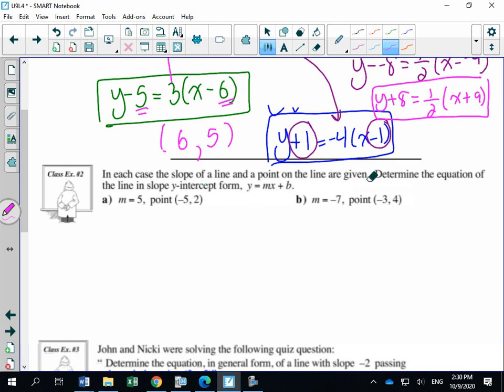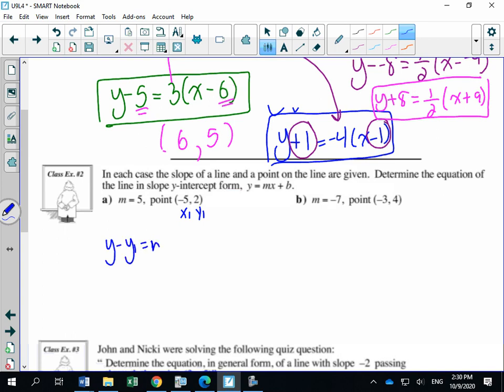Okay, in each case, the slope of the line and the point are given. Determine the equation of the line in slope y-intercept form. So they want us to now do this in slope y-intercept form. But here's the thing. If you're given a slope and a point, put it into slope point form first, and then we will convert it. So this is my point, x1, y1, and I'm going to put it into slope point form first.